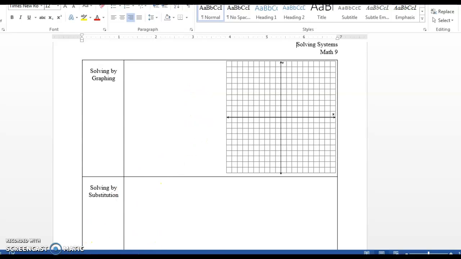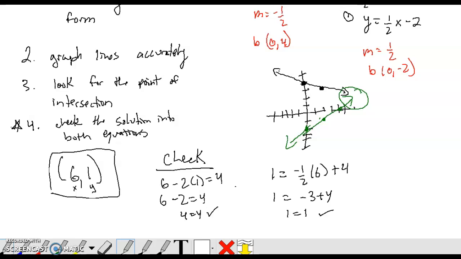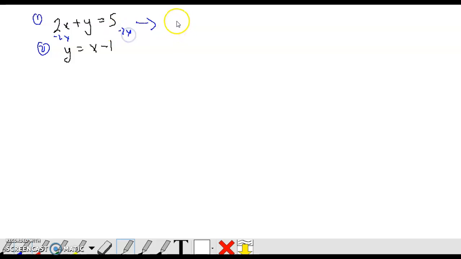So let's do one more example. So you can put this into your notes. So this will be a second example. Our second example will say 2x plus y is equal to 5. And our second equation is y is equal to x minus 1. So again, here's our first one. Here's our second one. Let's go ahead and manipulate this one. So if I subtract the 2x, this will give me y is equal to negative 2x plus 5. This does not change, so y is equal to x minus 1.